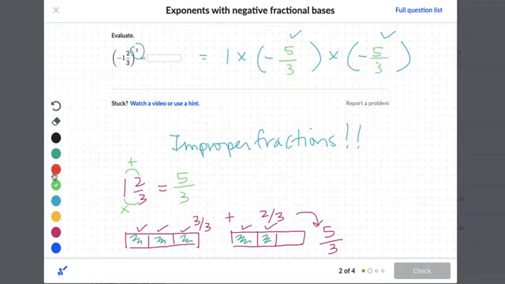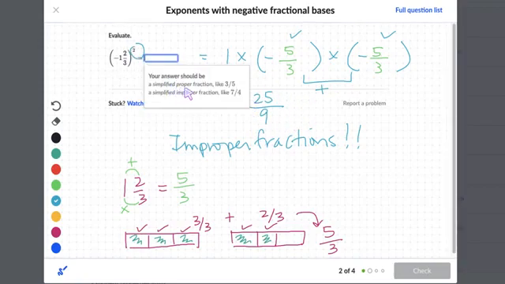When we multiply them together, we see that we have 2 negatives, which become positive. So our final answer is going to be positive. And then we multiply our numerators. 5 times 5 is 25. 3 times 3 is 9. This is an improper fraction.